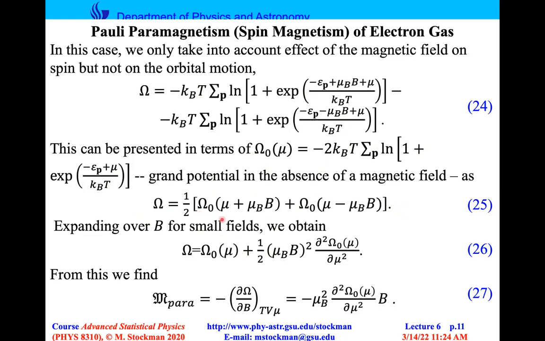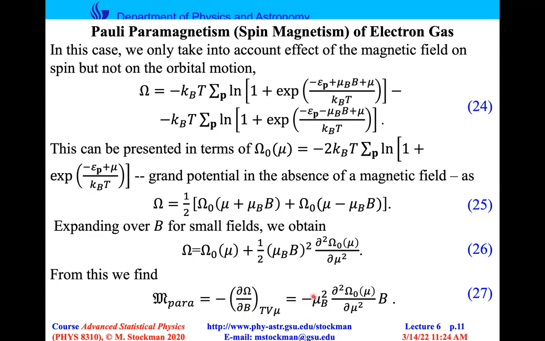Now we can expand it in a Taylor series for small B. We know that this addition is really small. And we obtain the zero term, which will of course be omega naught, as it should be. The first term is linear: this will be plus mu B B, this will be minus mu B B, and they cancel. The second-order term contains 1/2 times the square of the shift, mu B B squared, and the second derivative. And we know already that the second derivative is negative. Paramagnetic response, the paramagnetic moment, is minus d omega over dB.